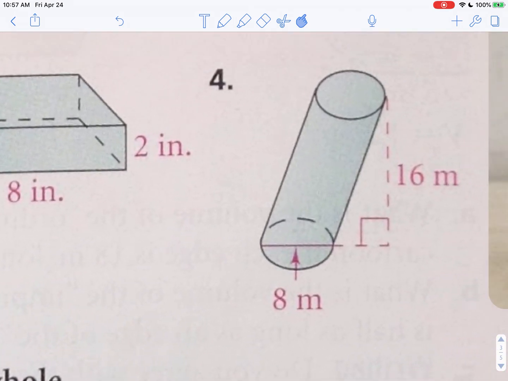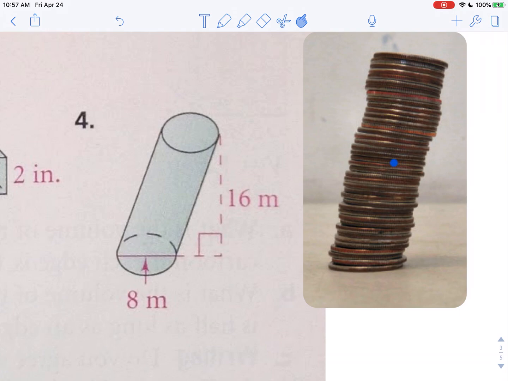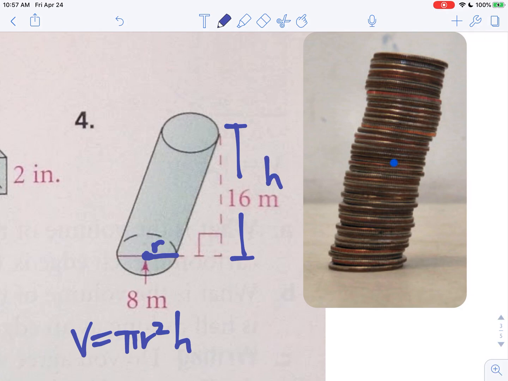So this is a cylinder, but it's kind of slanty. And so people are wondering, can I use my volume of a cylinder formula or can I not? Well, I want you to take a look at this picture of stacked quarters. All right, so the volume of metal that was used to make those quarters and stack them up is going to be the same if that stack is pushed over to the side like here, or if it's straight up and down, or if it's a right cylinder. So even though this stack is slanty, I can still use my volume equals pi r squared h formula. Think about what your radius is, okay? And then this 16 meters, that would still be your height.